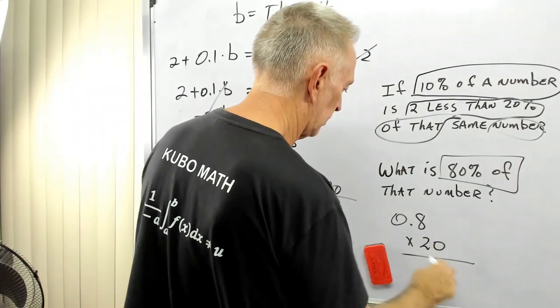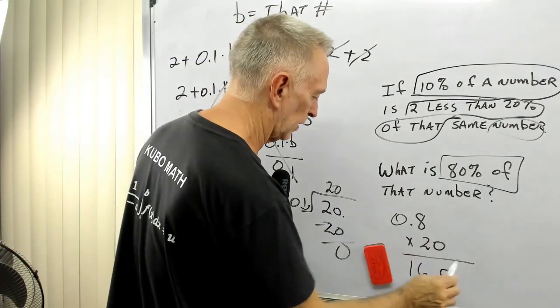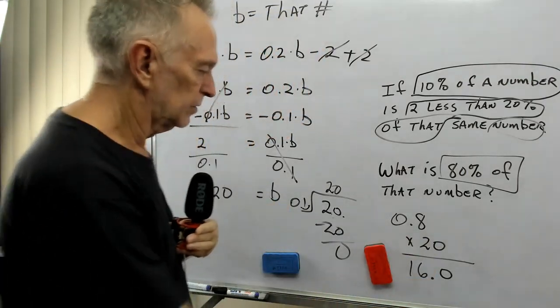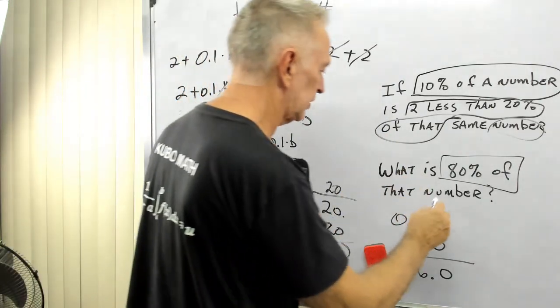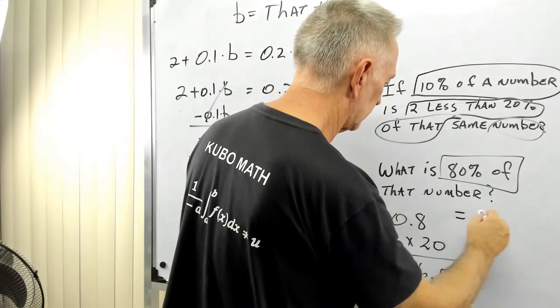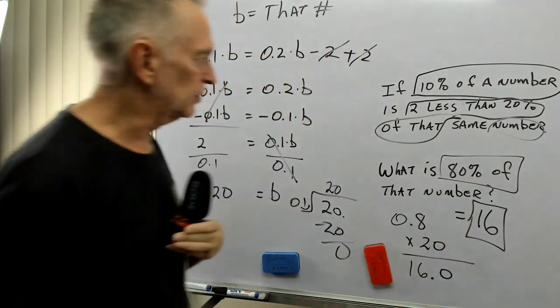Bring down the 0. 2 times 8 is 16. I have 1 decimal point. So move that decimal in here. So 16. So 80% of that number is 16. So that would be our answer.